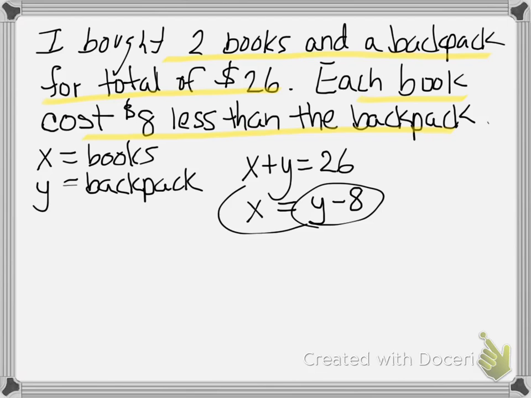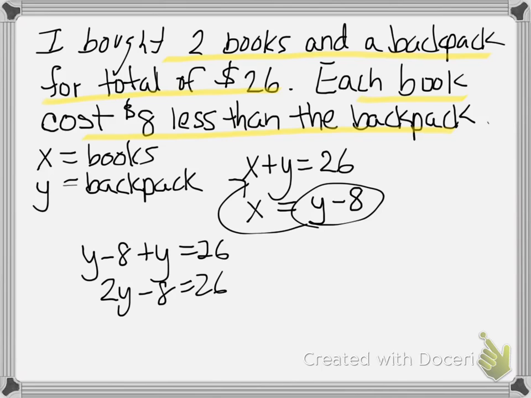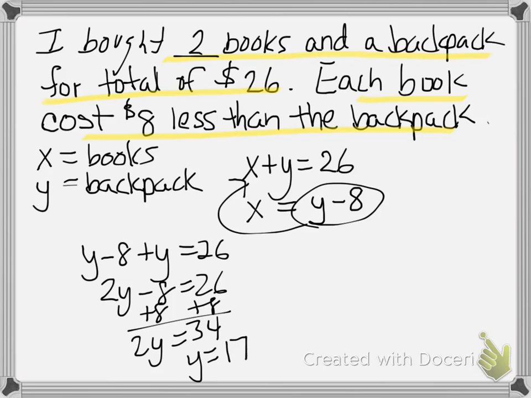I'm going to take my x and plug it in. So I have y minus 8 plus y equals 26. That's 2y minus 8 equals 26. Take my 8 over, and 2y equals 34, and y equals 17. So, oops. What did I do? Oops, I just realized that I didn't do 2 books and a backpack for 26. So this should be a 2 right here. Sorry about that. Let me go back.